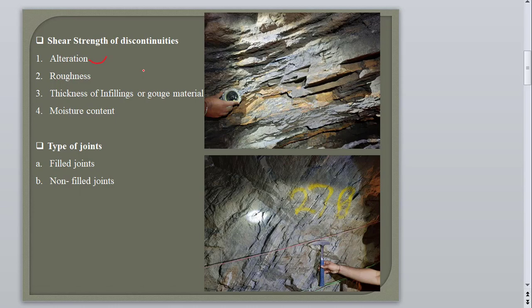They may be classified into different categories like tightly healed, hard non-softening material, unaltered joint wall, slightly altered, highly altered. Then the second point is the roughness. Roughness we divide into very rough, smooth, slickensided or polished surface. Then we have the thickness of the infilling material or the gouge material.